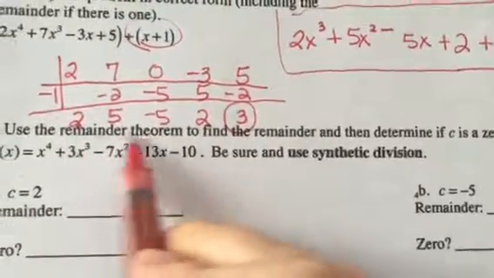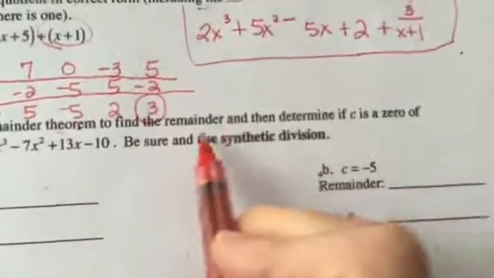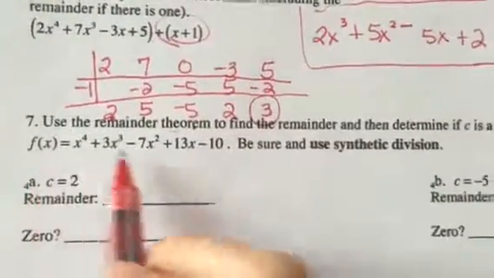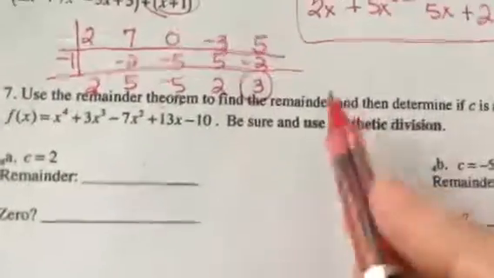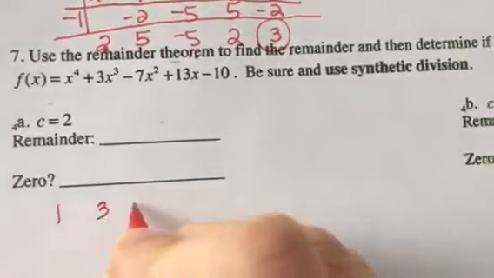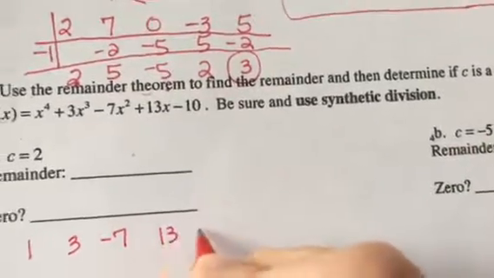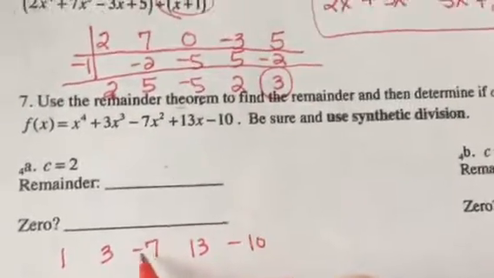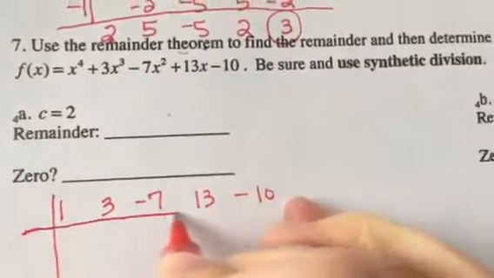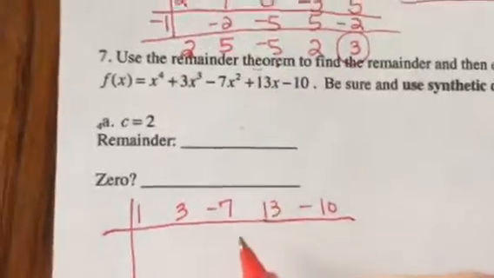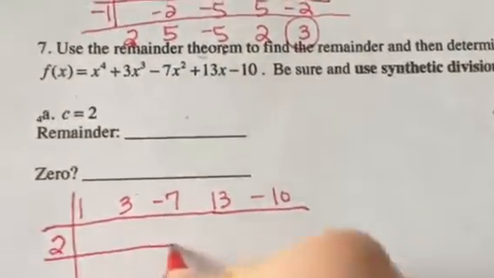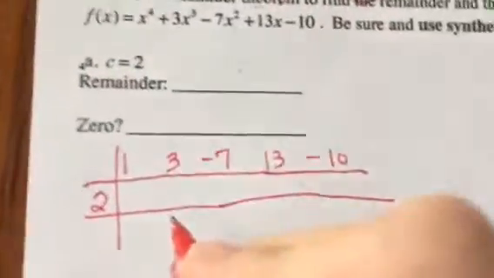When you use the remainder theorem, you have to use synthetic division to find the remainder and then determine if c is a 0 of this function. And it says, be sure and use synthetic division. So I'm going to write down all my coefficients. And some of you missed this because you forgot like a little negative in here. I mean, you lost like a half a point for copying it down wrong, but no big deal. Okay, so try 2. We want to know, is it a 0? You got points just for doing your synthetic division.